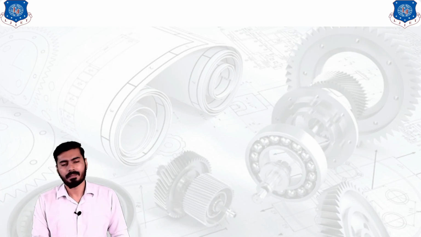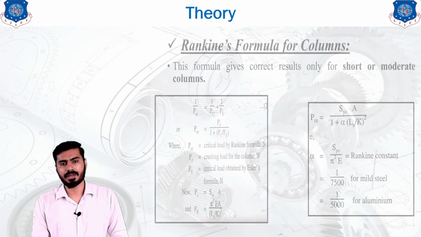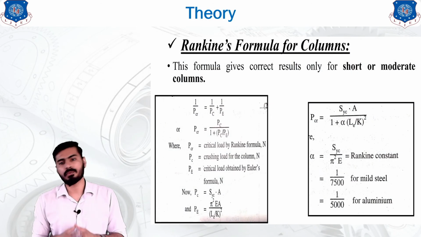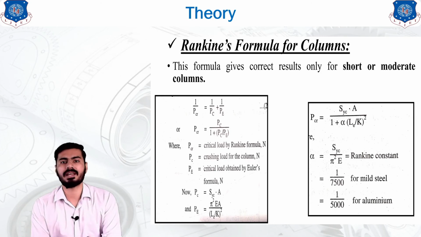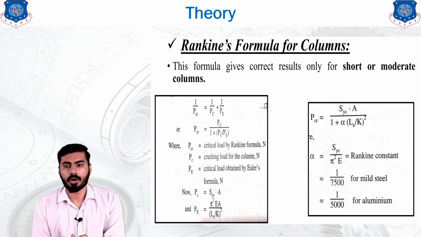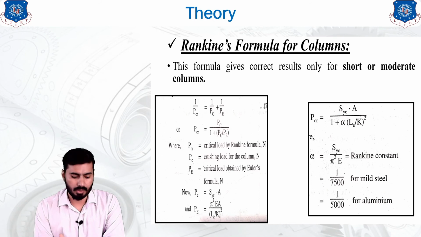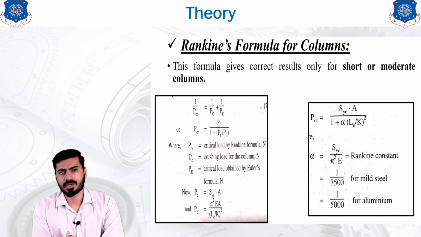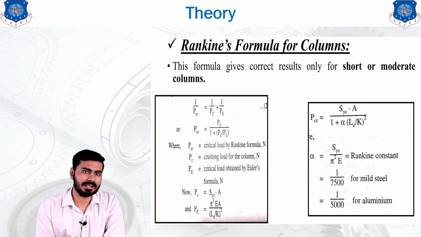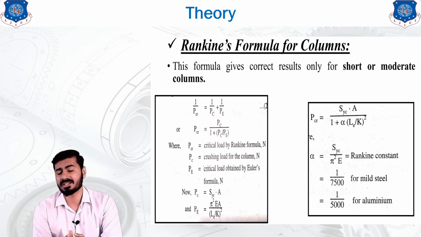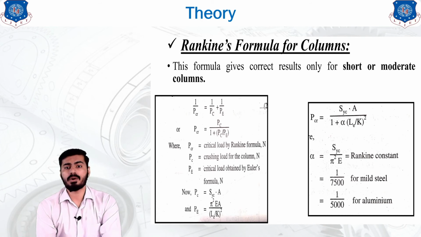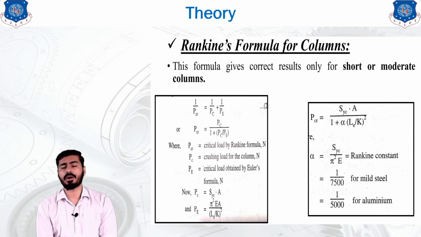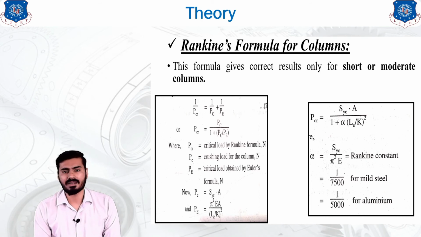But we are not going deeper into that because we need to understand Rankine's formula also, because based on Rankine's formula we will be able to understand the design of a short column or a moderate column. You can directly apply this equation to the long column also, but it will not give as accurate an answer as given by Euler's formula. So this formula holds good for the short and the moderate column.